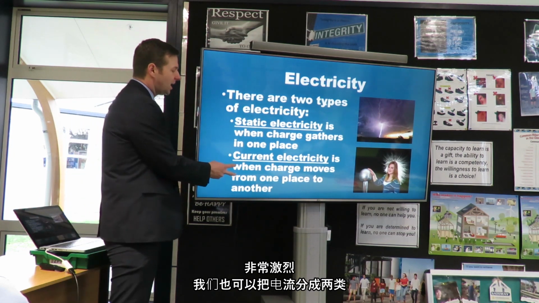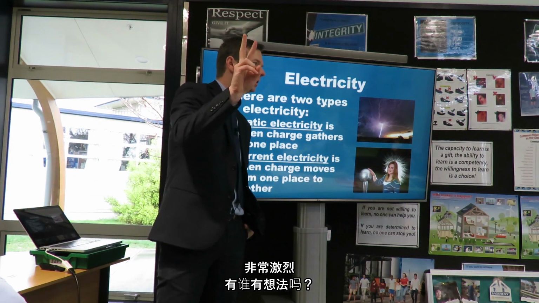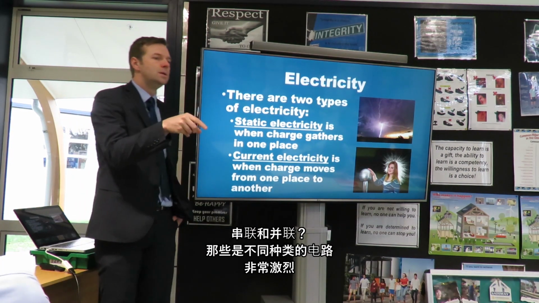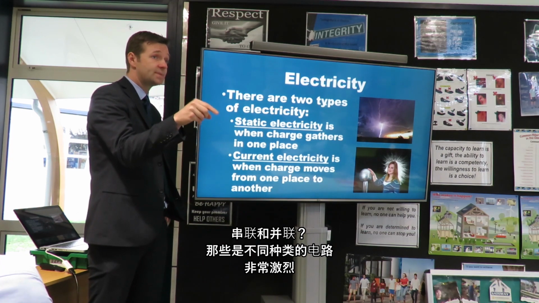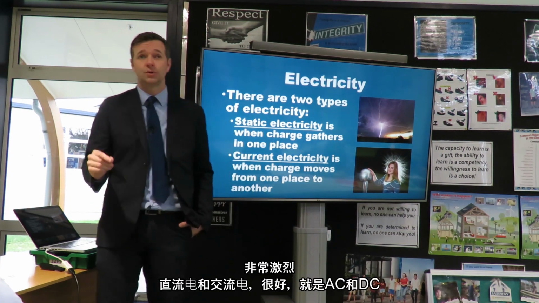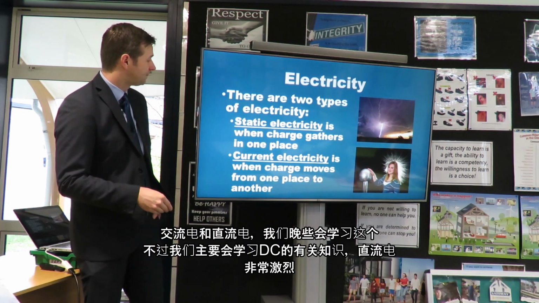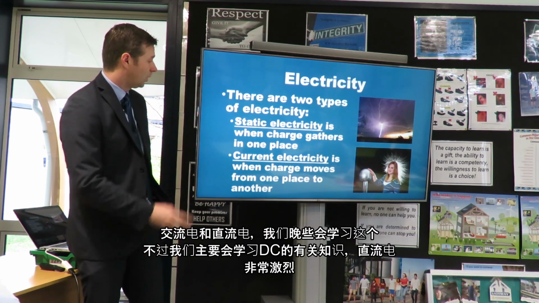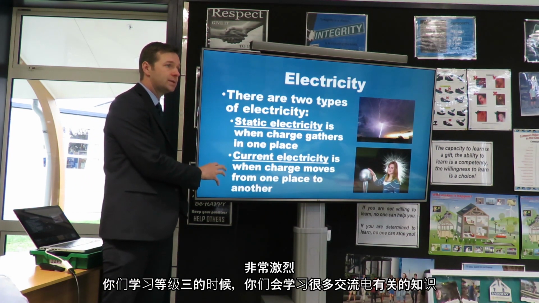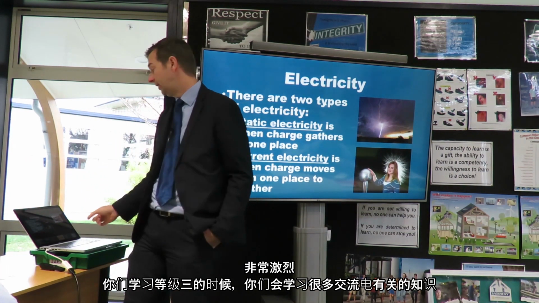You could actually subcategorize current electricity into two subcategories. Any ideas there? Two subcategories. Parallel and other one. Okay, those are the types of circuits. Any other ideas, Nicole? Nice. Alternating and direct current, so AC and DC. All right, everybody's favorite Australian band. So current electricity, we're going to go into that later on, but we're going to focus mainly on DC, direct current. When you do level 3, you're going to do a whole topic on alternating current.